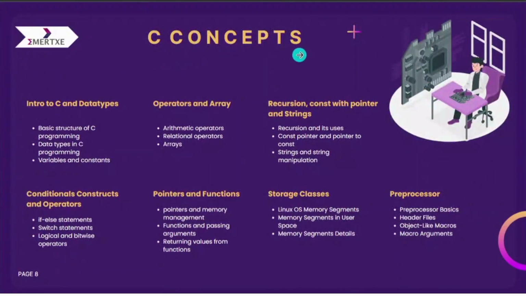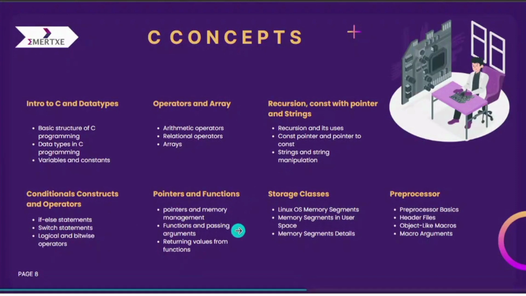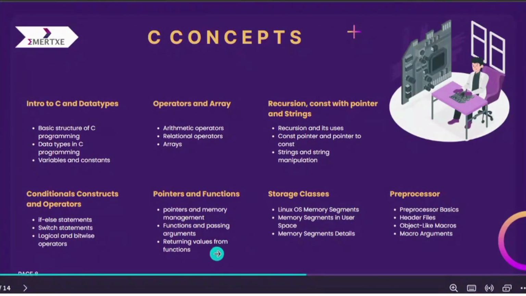Now let's talk about the C concepts covered in this internship. At first we had an introduction to C and data types, where we talked about the basic structure of C programming, data types in C programming, variables and constants. Then we talked about operators and arrays, focusing on arithmetic operators, relational operators, and arrays. Then we focused on conditionals, constructs, and operators, talking about if-else statements, switch statements, and logical and bitwise operators. And then pointers and functions, talking about pointers and memory management, functions and passing arguments, and returning values from functions.